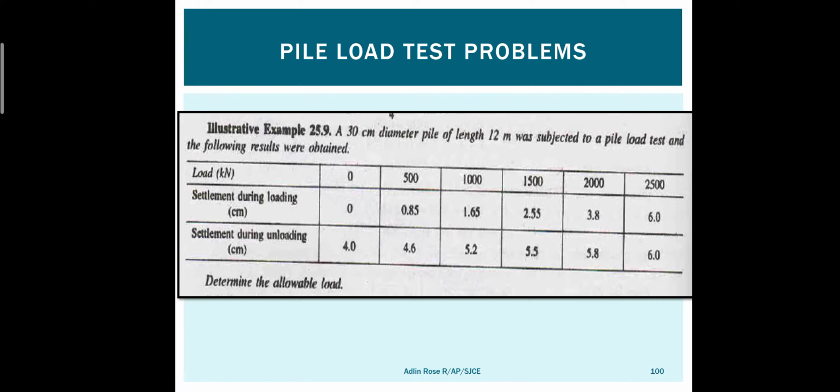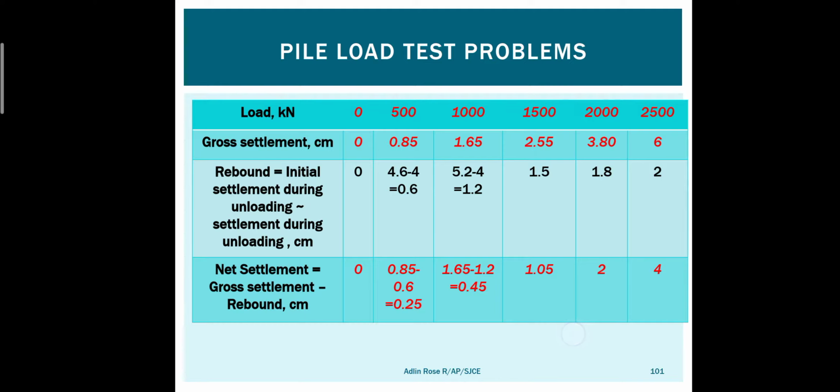Determine the allowable load. Now they have given a 30 centimeter diameter pile, which is a circular pile, and the length of the pile is 12 meter. So you'll do the problem.